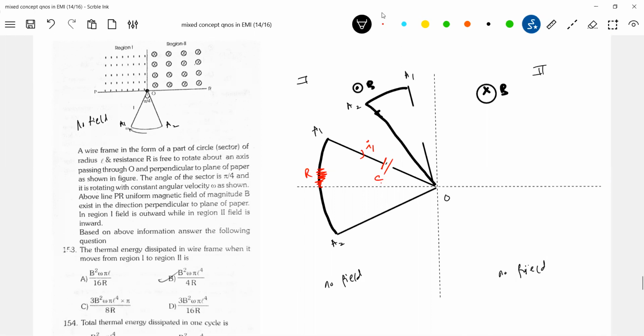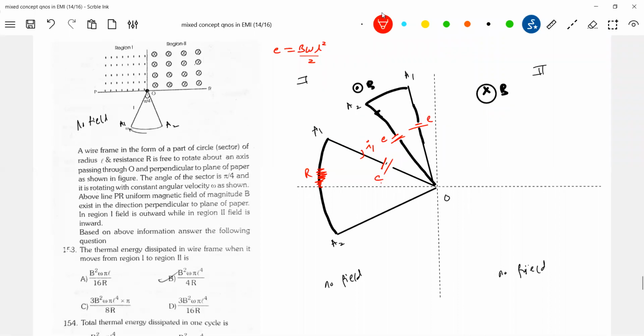So what is the direction of that? Problem solving is very easy once you understand this. Rest all is very easy. And first we'll write what is E. E equal to B omega L square by 2.